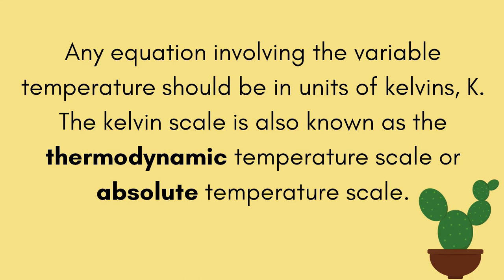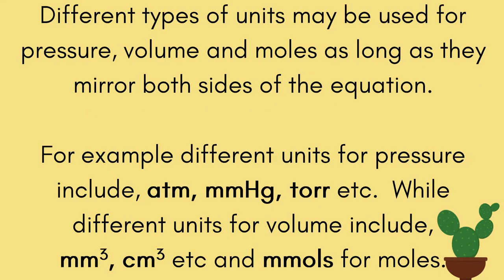Any equation involving the variable temperature should be in units of kelvins. The Kelvin scale is also known as the thermodynamic temperature scale or absolute temperature scale. Different types of units may be used for pressure, volume, and moles as long as they mirror both sides of the equation. For example, different units for pressure include atmospheres, millimeters of mercury, torr, etc., while different units for volume include cubic millimeters and cubic centimeters, etc., and millimoles for moles.